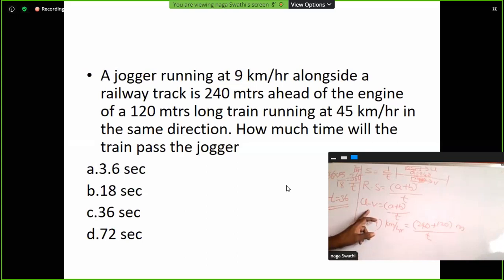So here the relative speed is 45 minus 10. The speed is in kilometer per hour. Convert it into meters per second by multiplying by 5 by 18, so it is equal to 360 by t. T is equal to 36 seconds. Very good.